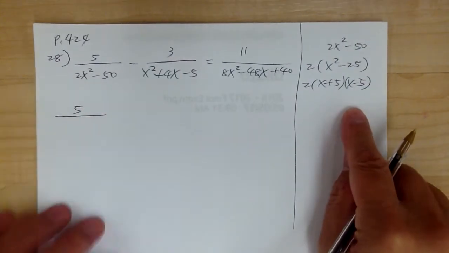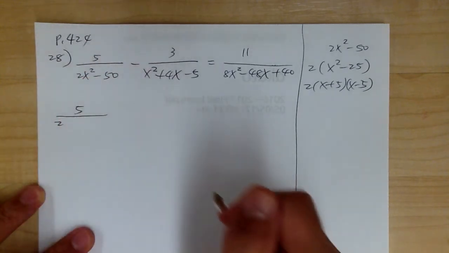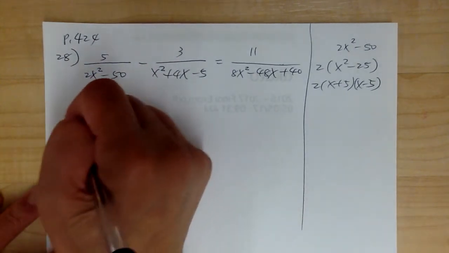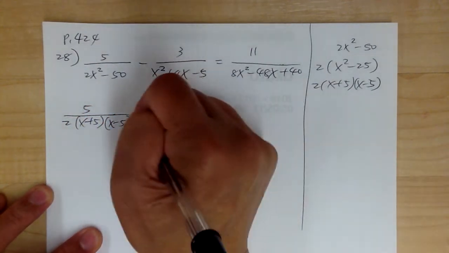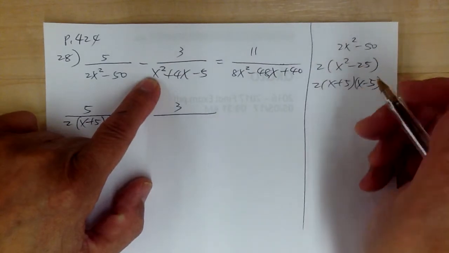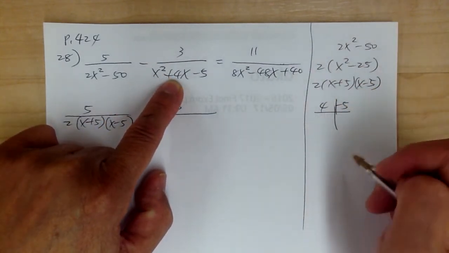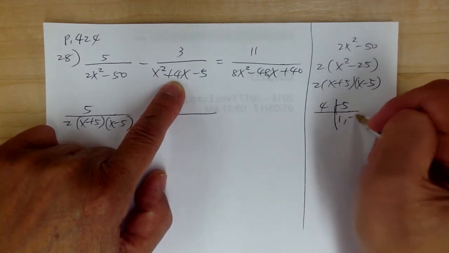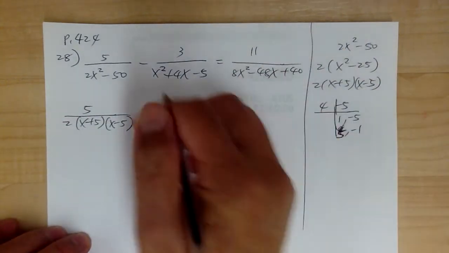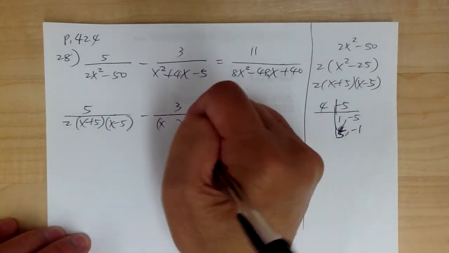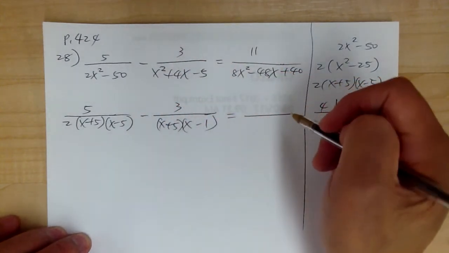Okay, so you can go off to the side to do the factorings that you can put down here. So you're going to get 2, x plus 5, x minus 5, minus, so you can go off to the side. So this one is going to be master product, so it'd be 4, -5. Okay, so it'd be 1, -5, 4, 5, -1. So you're going to get x plus 5, x minus 1, equal to.